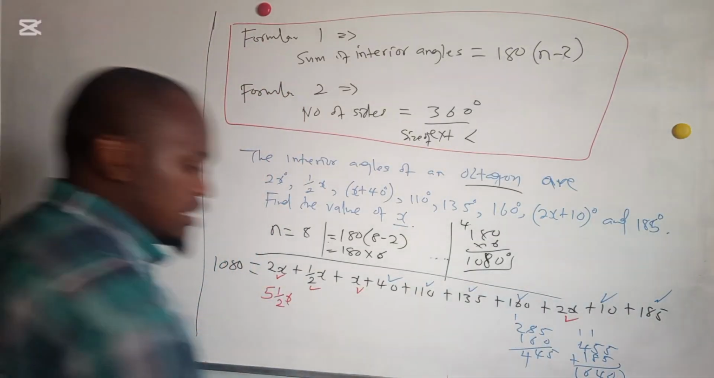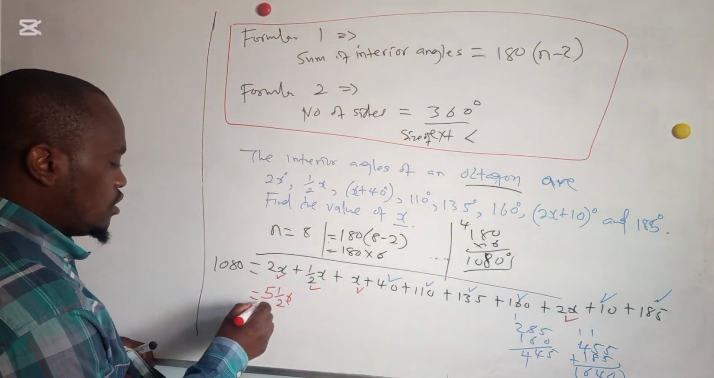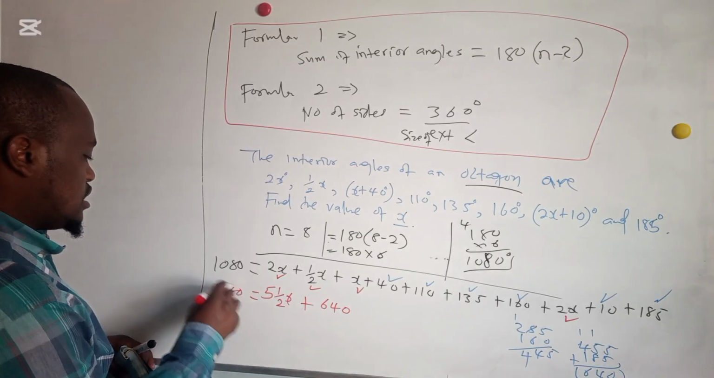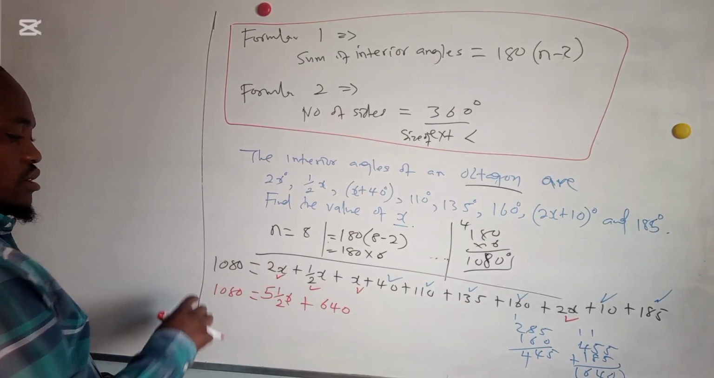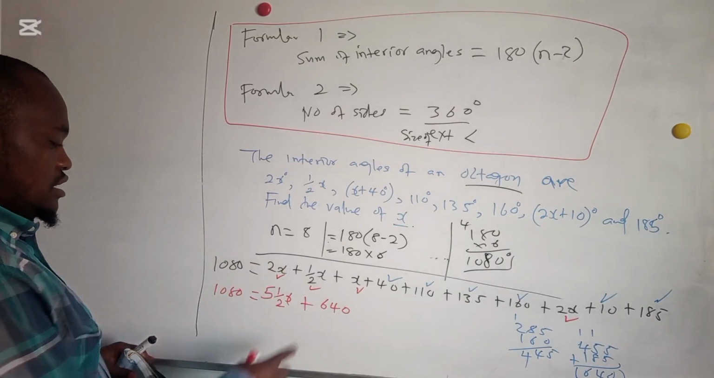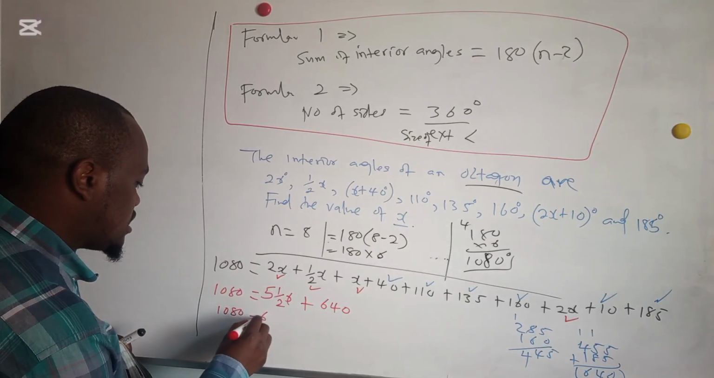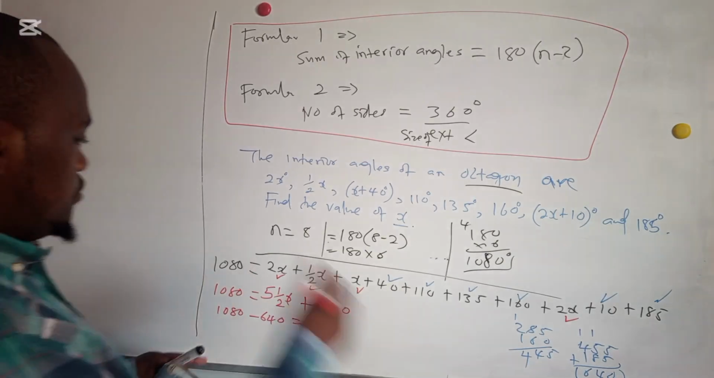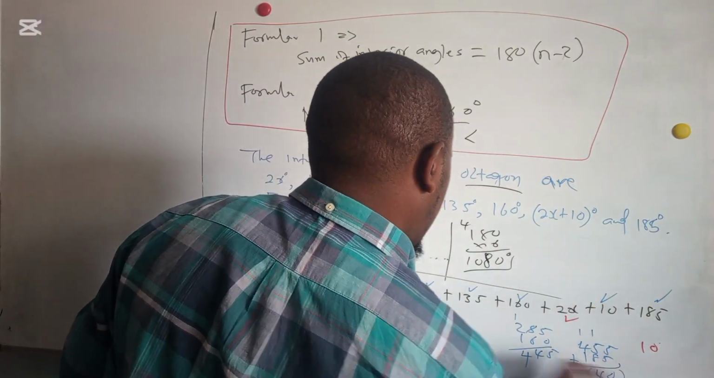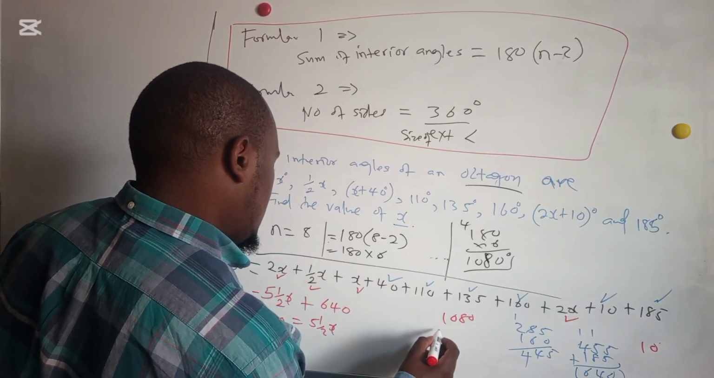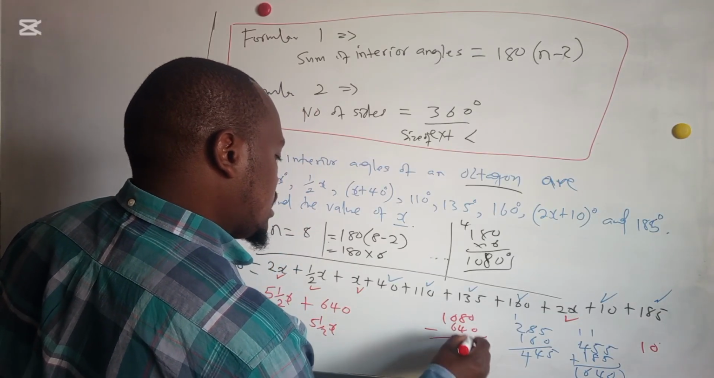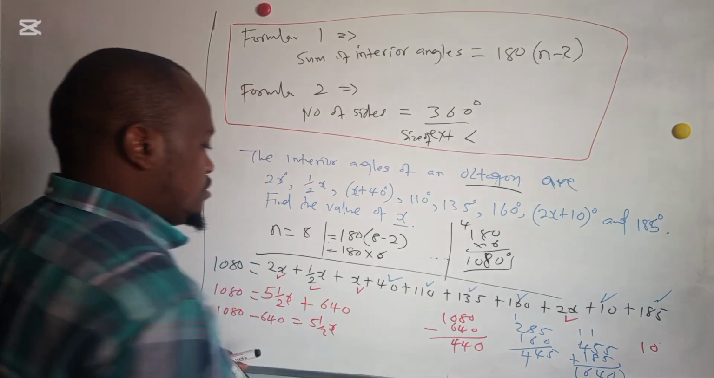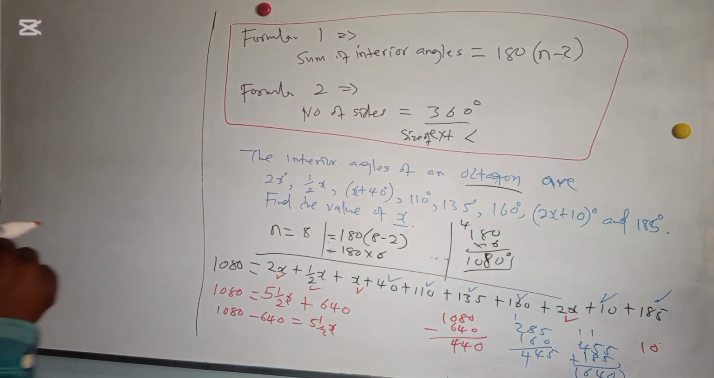So on this end, we have 5.5x plus 640 is equal to 1080. So we can take like terms on one side and remain with 5.5x. So we have 1080 minus 640 is equal to 5.5x. So what is this? 1080 minus 640. Subtract, you have 0, 4, and 4. 440. Yes.